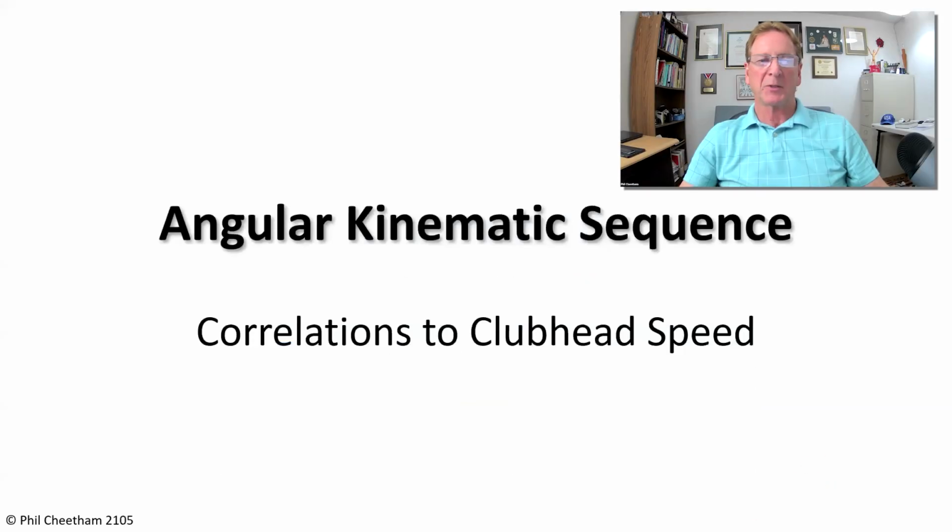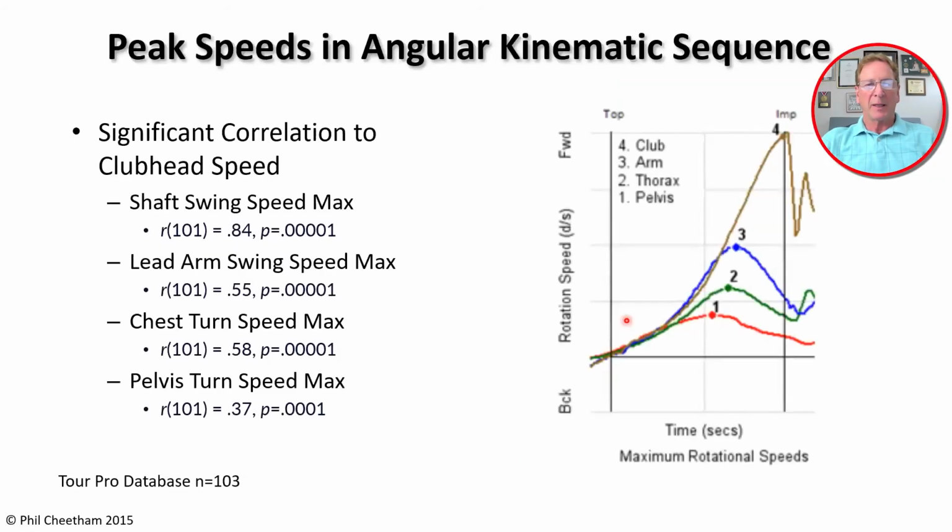Okay, let's look at contribution to the club head speed from the angular kinematic sequence and some of the parameters that I've just talked about. We did some correlations with our database, and let's see what happened. Let me back up for a second. We're looking at peak speeds in the angular kinematic sequence, and we're looking at the correlation of these parameters to club head speed. And we did find significant correlations.